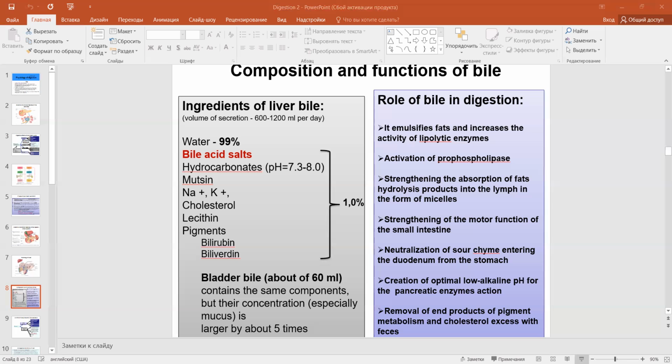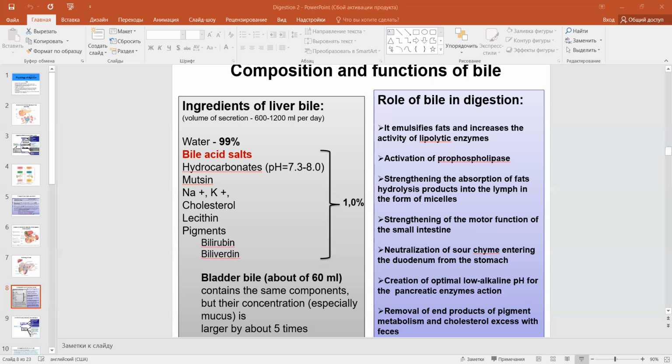Next function, chemical transformation of hormones and drugs taken. The liver detoxifies exogenous substances such as ethyl alcohol, antibiotics, sulfonamides, and others. Hepatocytes metabolize and excrete endogenous hormones with bile into the intestine, in particular iodinated thyroid hormones, estrogens, and aldosterone.